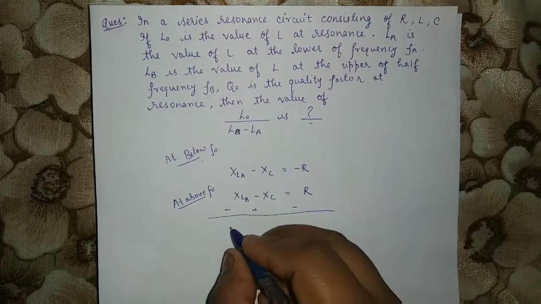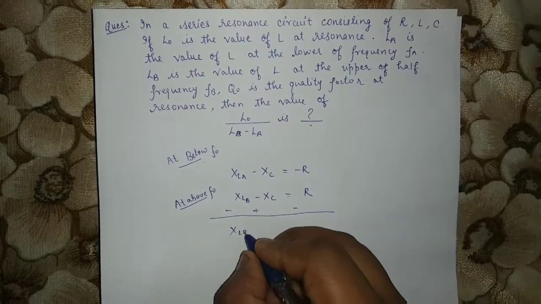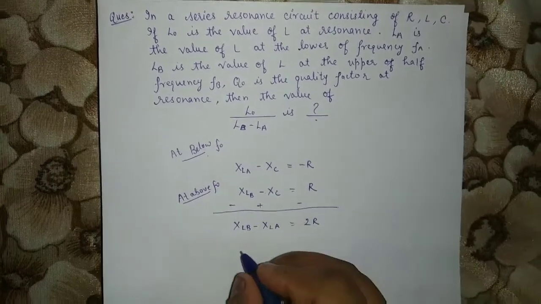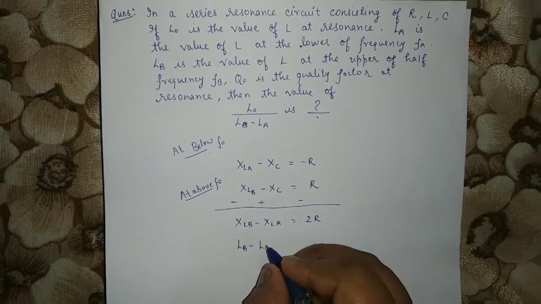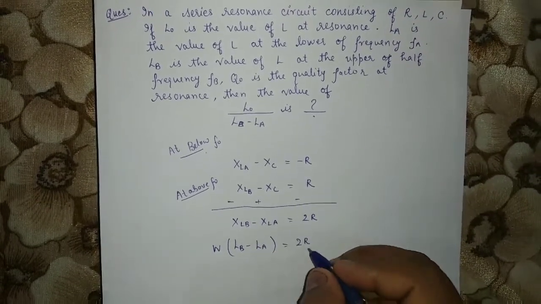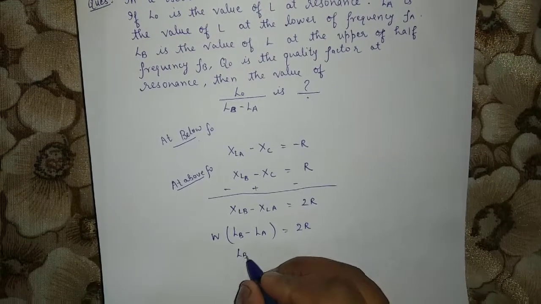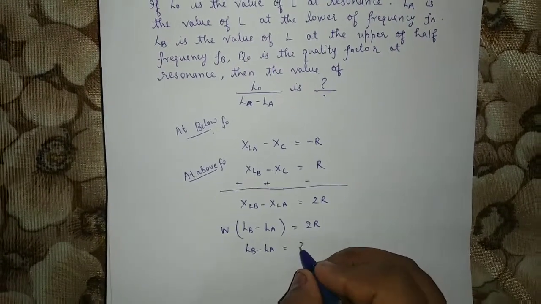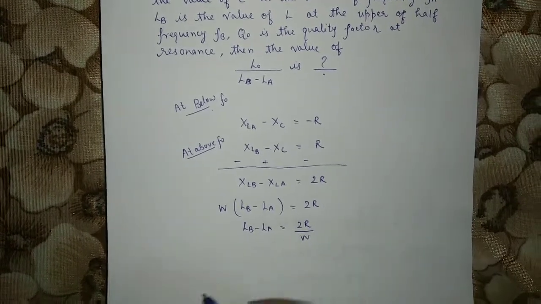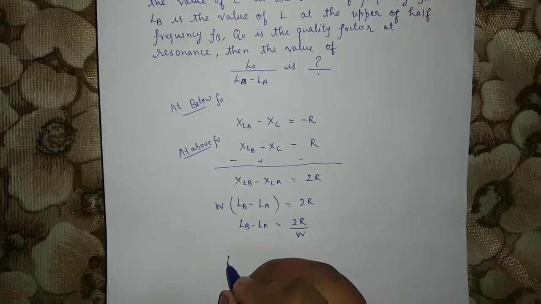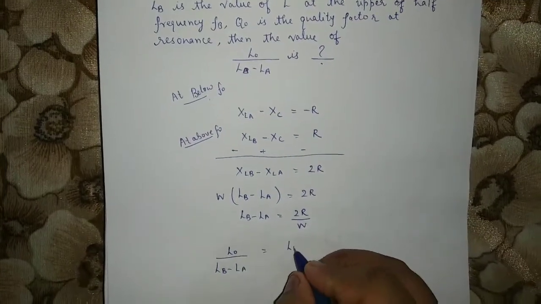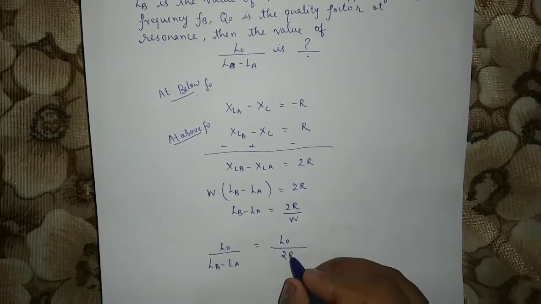So XLB minus XLA is equal to 2R, means omega times (LB minus LA) is equal to 2R. So LB minus LA is 2R by omega. Okay, so we have to find L0 by LB minus LA. So it is L0 upon 2R by omega.